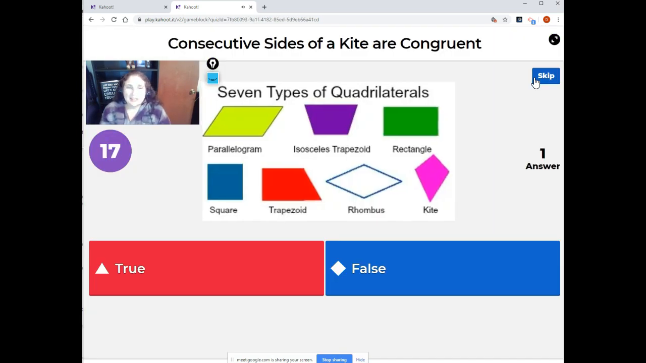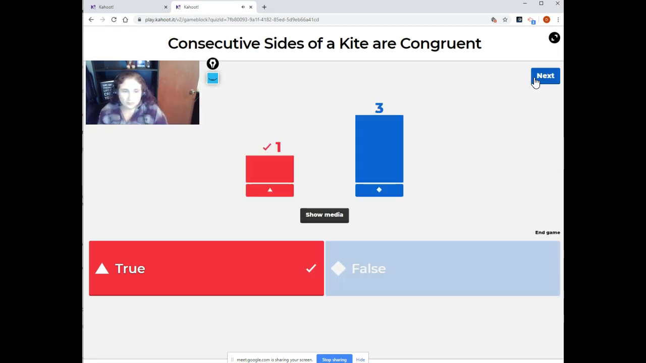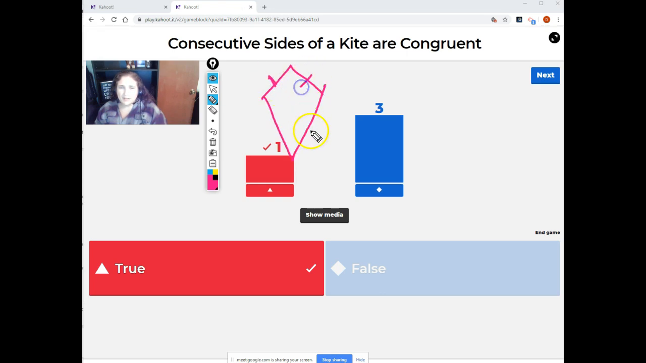Ooh, very cool, Kalia. Consecutive sides of a kite are congruent. That is true. That one felt like it went pretty fast, but basically what they mean is when you think of a kite like this, this side and this side match up and these 2 sides match up. That's what they're talking about.